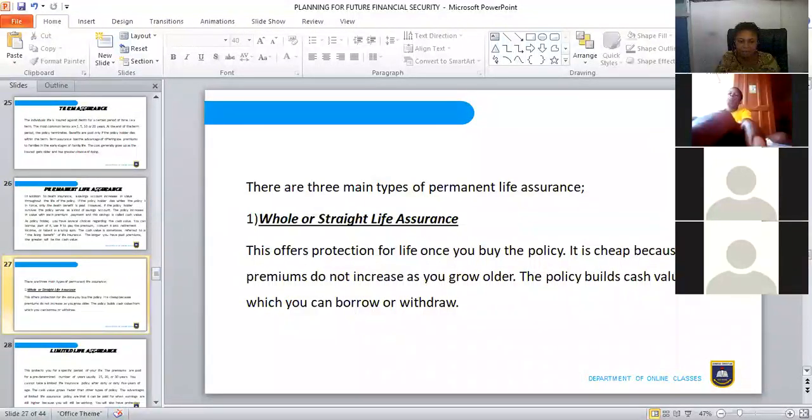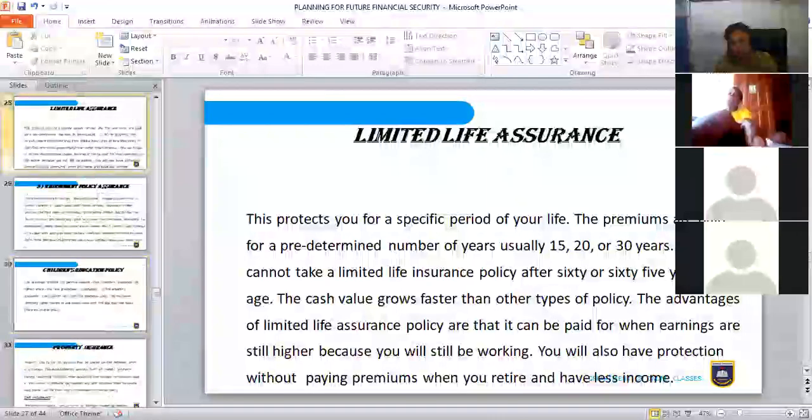And with the permanent life assurance too, there are three main types. We can talk about the whole or straight life assurance. This one offers protection for life once you buy the policy, and it is cheap because the premium does not increase as you grow older. That is with the whole or straight life insurance. We say that policy is cheap because you don't pay higher when you grow older. And then the policy builds cash value which can be borrowed or withdrawn. So the policy is like serving as some savings for you. You can either borrow or withdraw some of it.